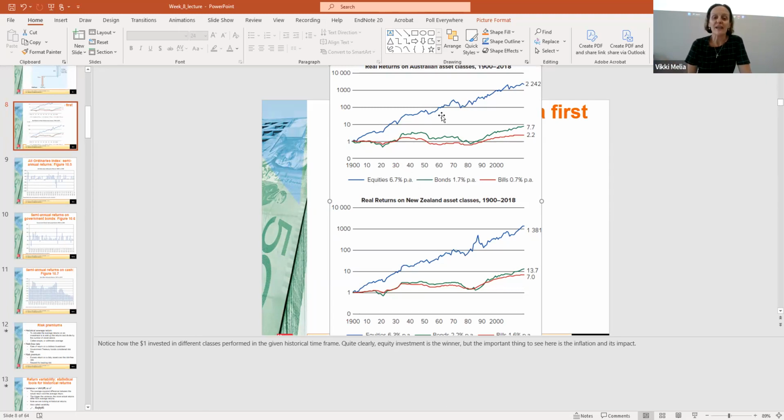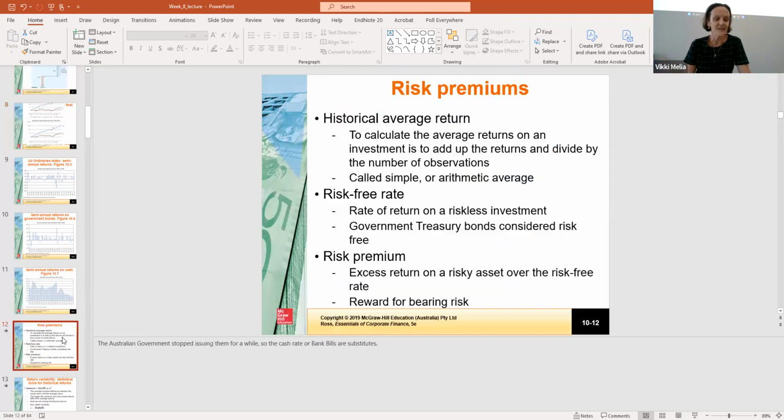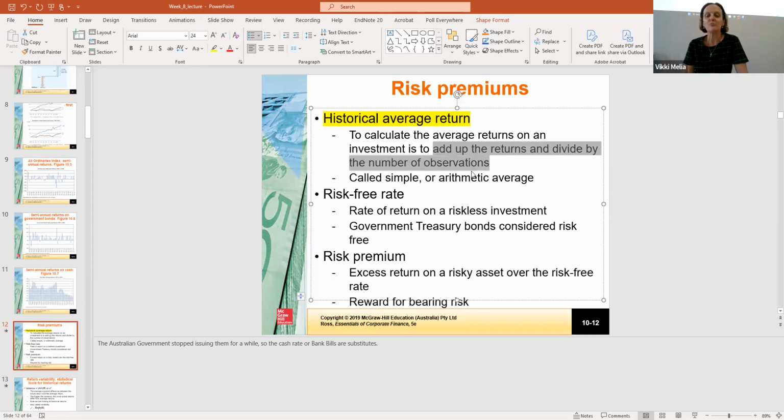So these graphs are illustrating average historical returns from the asset classes. And that's the first definition on the next slide that I wanted to look at with you: the average historical return. We'll be doing some calculations of average returns. To calculate an average return, all we do is add up all of the returns and divide by the number of observations. So if I have returns from 5 years, I add all of the returns together from each year and divide by 5 because I've got 5 observations.